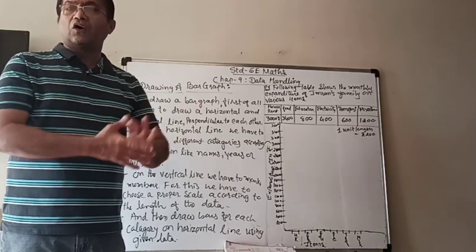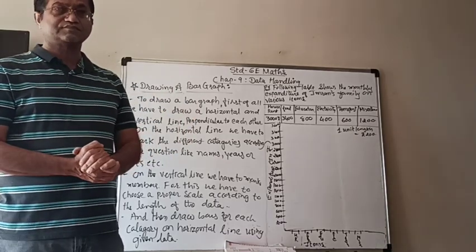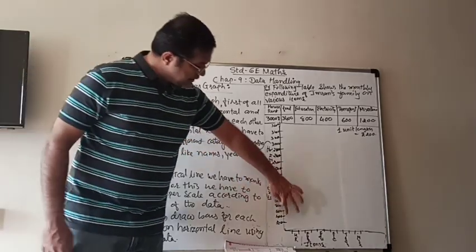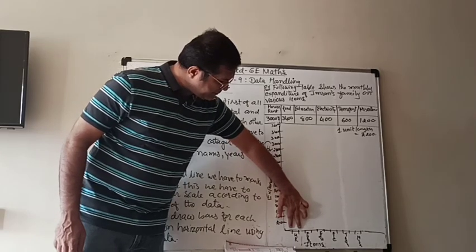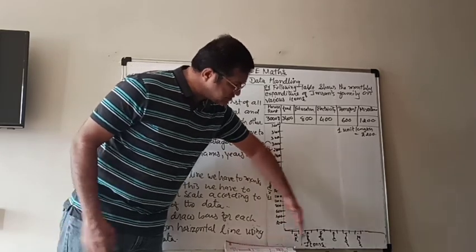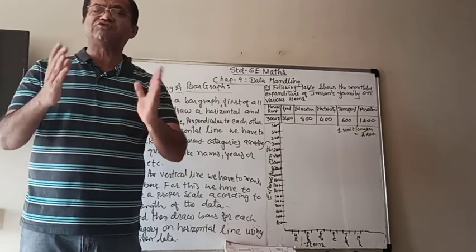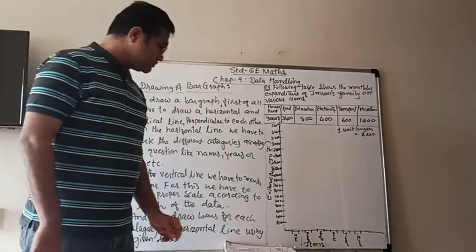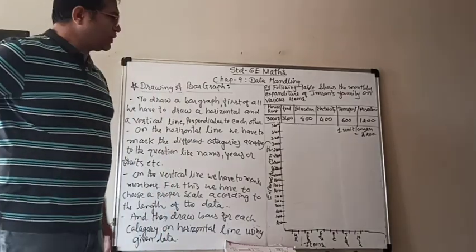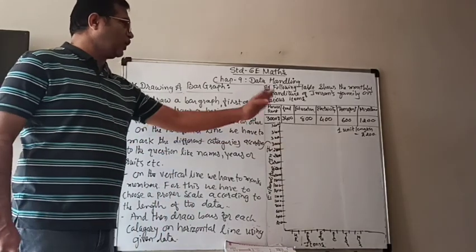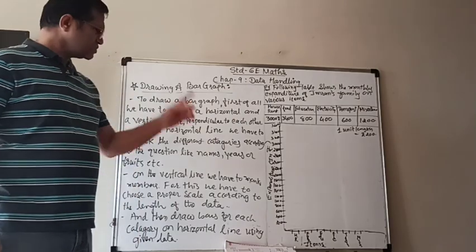Now on the horizontal line, leave the first gap and then skip one gap each time, so that there is the same distance between the bars. Now we are going to draw the bars of the different items.